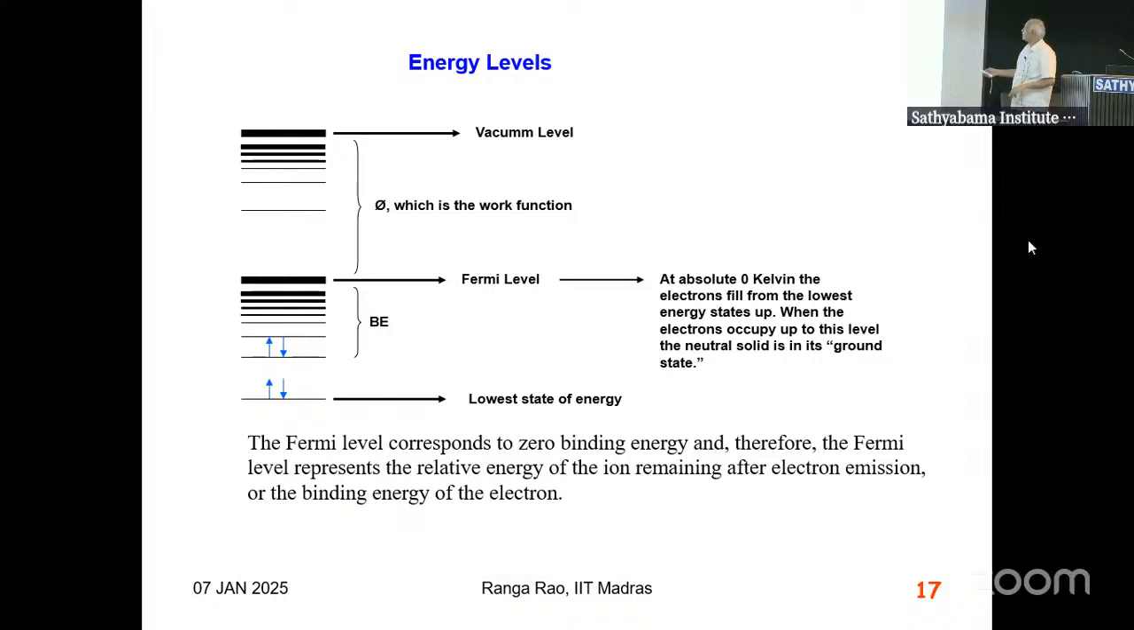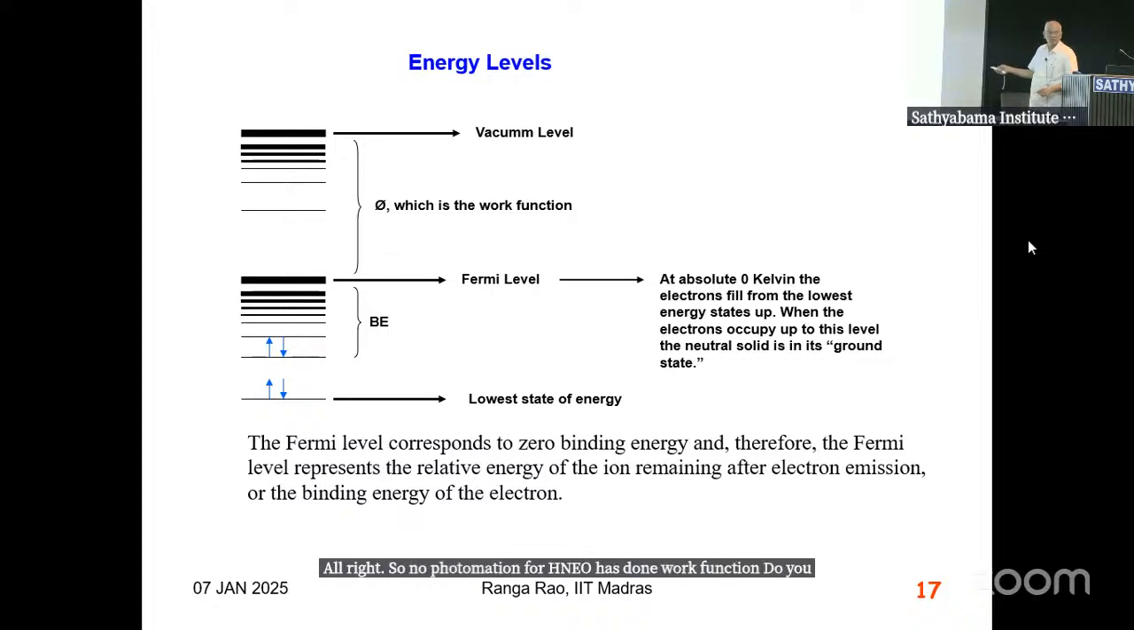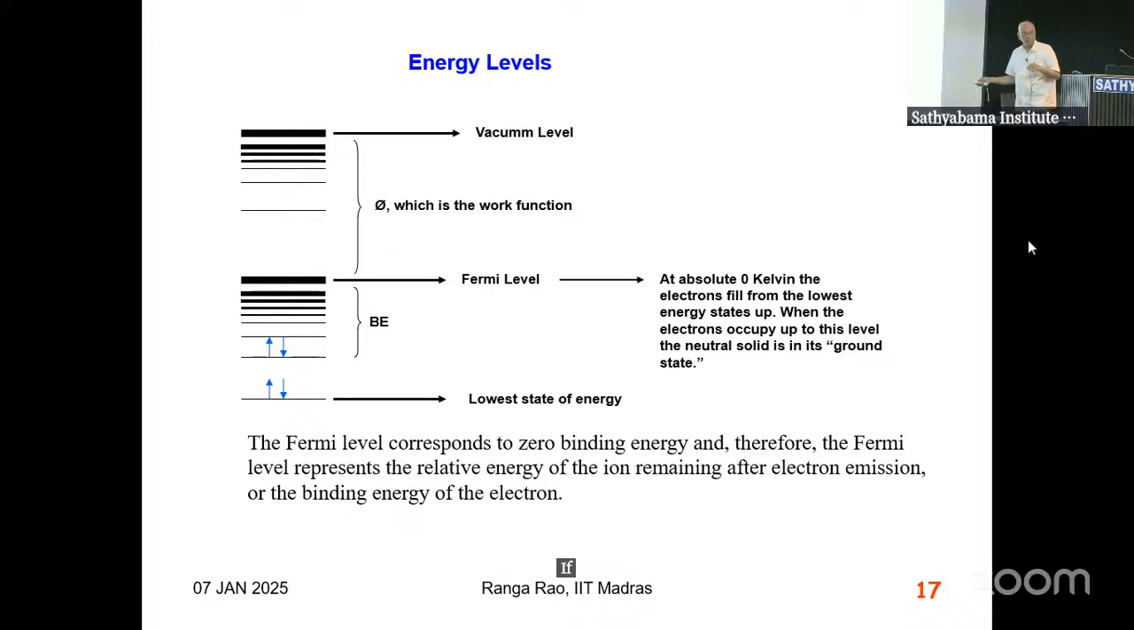Okay. Now, photon absorption in photoemission is very, very fast. It just happens in 10 to the power of minus 16 seconds. It's very, very quick. Okay. All right. So no photoemission for h nu less than the work function. Do you agree with this? If you don't agree with any of these statements, you should tell me. Or if you agree also, you can tell me.